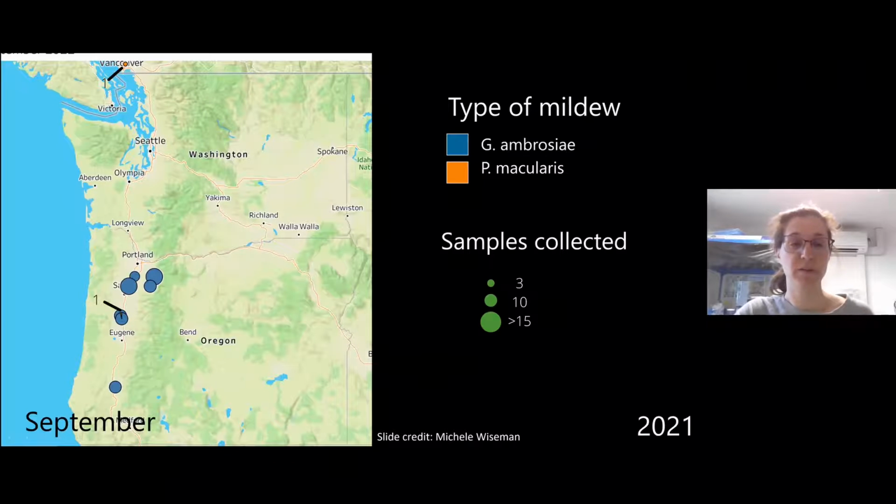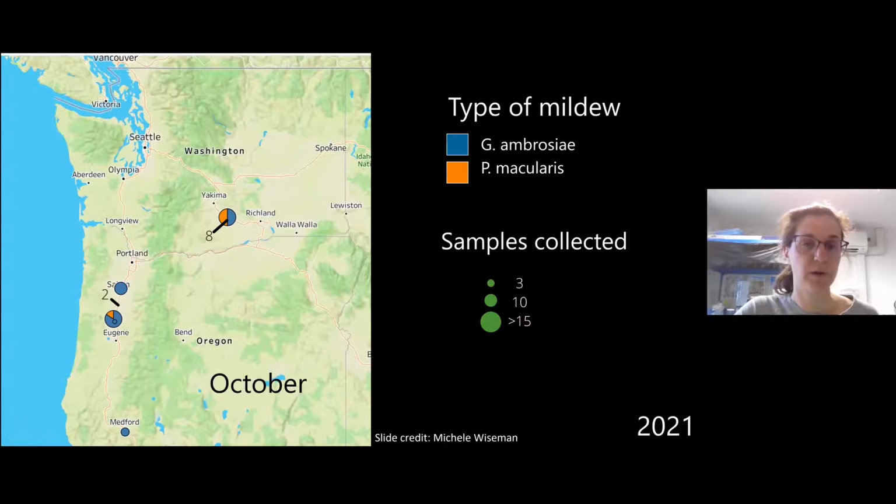And then we come to September, and all of a sudden powdery mildew starts showing up a little bit more. So this is considered our late season. We're seeing a lot of the hemp powdery mildew show up in the Willamette Valley, as well as further south in the Rogue Valley area of Oregon. And then our one sample shows up in Vancouver as well in this late season.